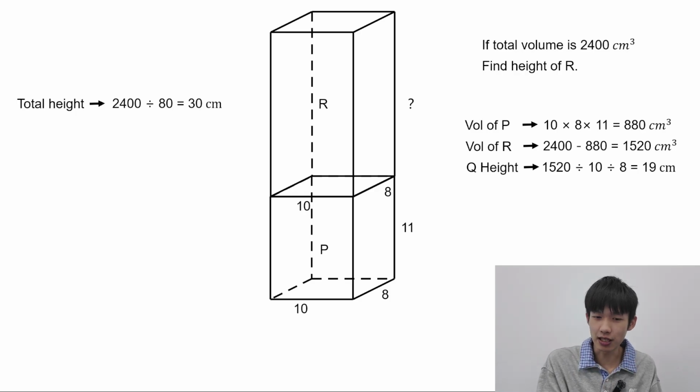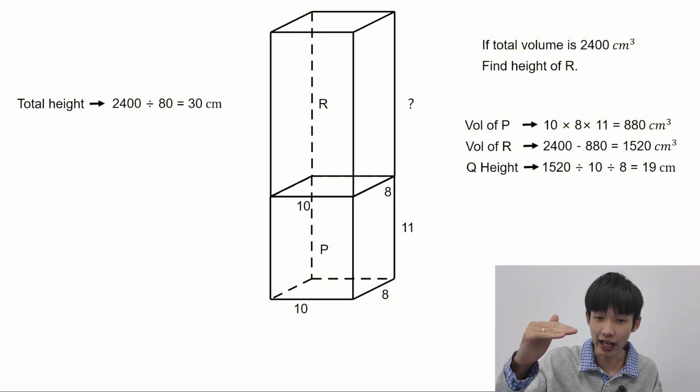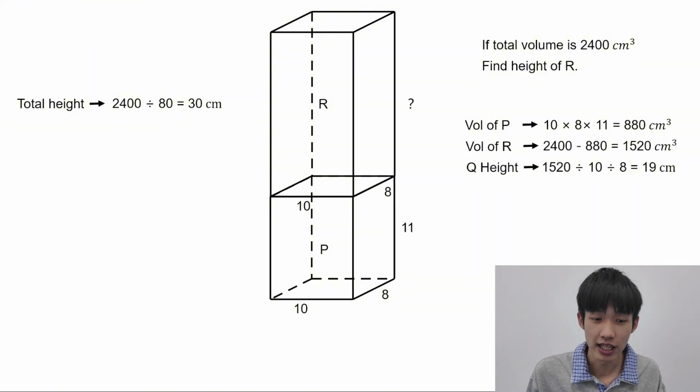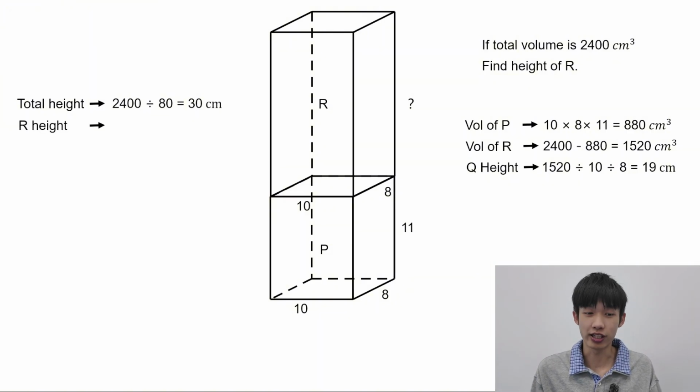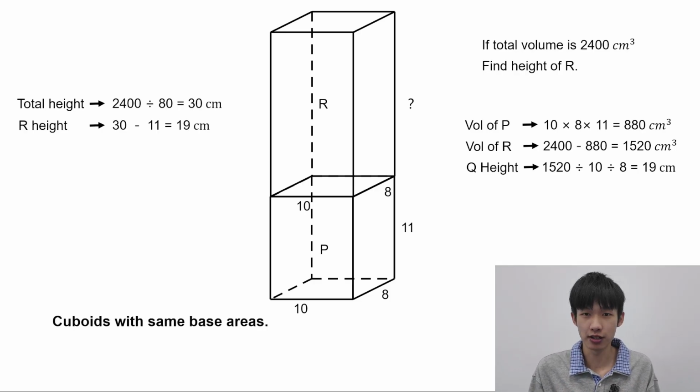But is this 30 centimeters the height of R? No, it's not. It's the total height. So what we do is subtract the height of P, which gives us the remaining part, which is 19 centimeters. So here we have another way to solve it. If we have tanks with the same base areas, you can imagine them as one whole tank, one whole cuboid.